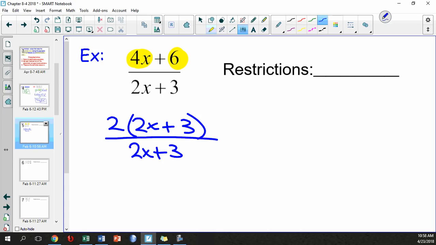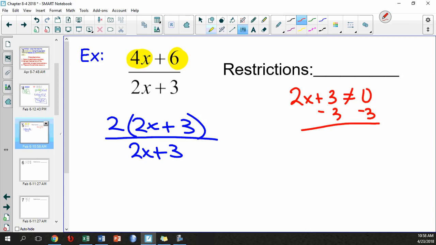Then what's the next step after factoring the denominator completely? It says to find what? The domain restrictions. Well, how do I go about finding domain restrictions? It says to take the denominator, which is 2x plus 3, and set that not equal to 0. So how do I solve 2x plus 3 not equal to 0? What do I do?